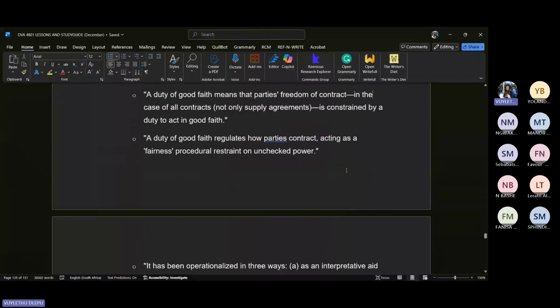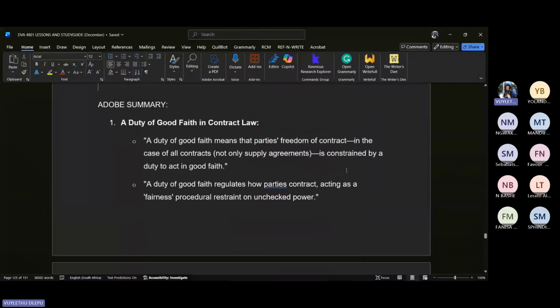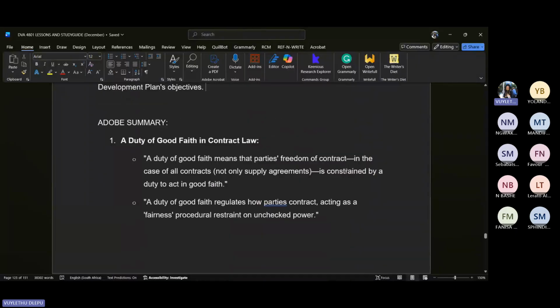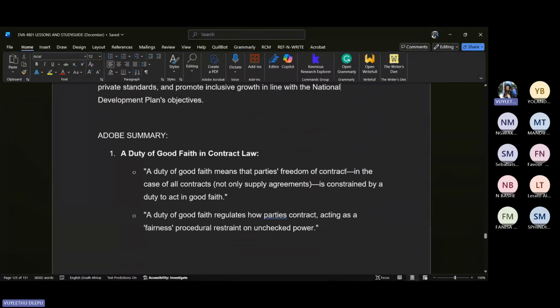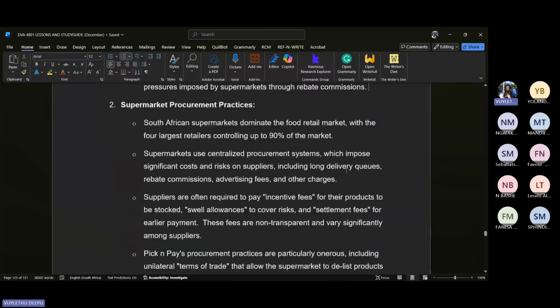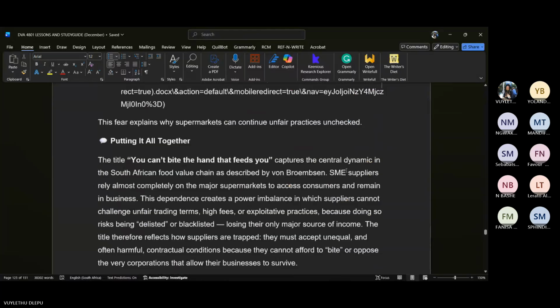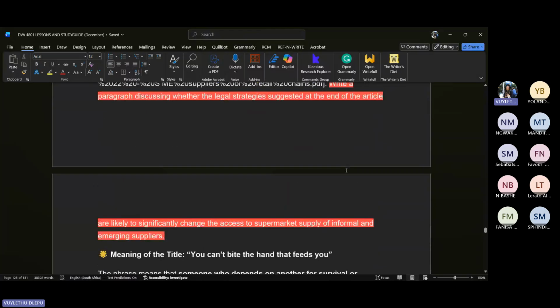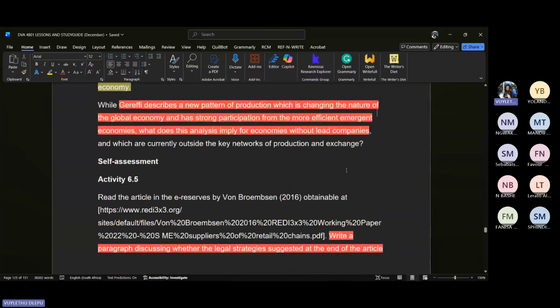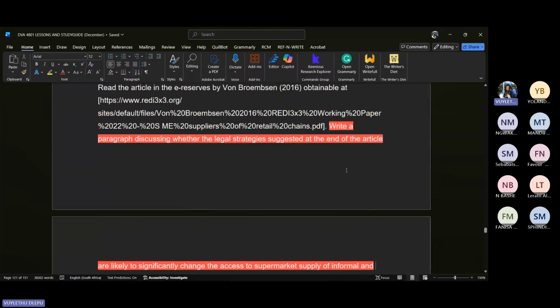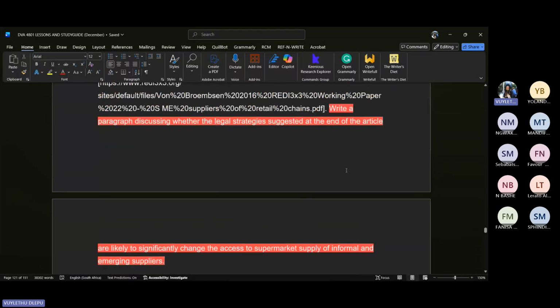So the question from earlier had to do with just now. Okay, let me just quickly scroll to the question because this is the answer. So it said, write a paragraph discussing whether the legal strategies suggested at the end of the article are likely to significantly change the access to supermarket supply of informal and emerging suppliers.